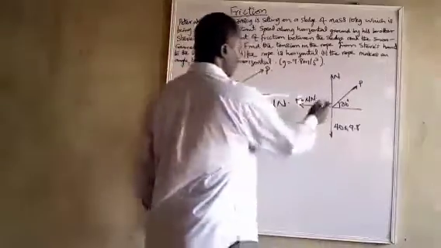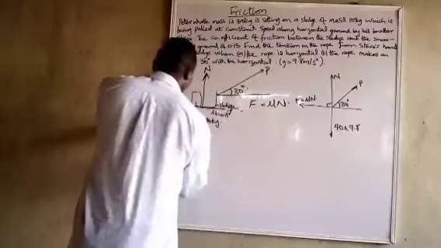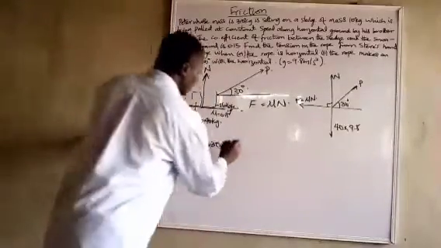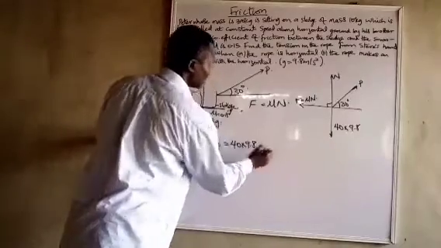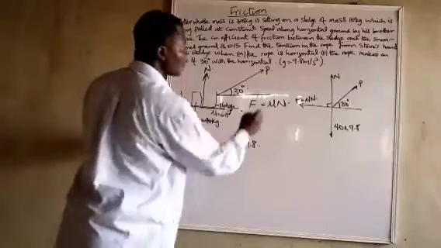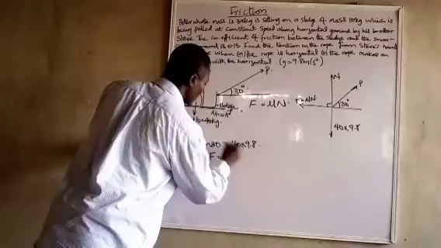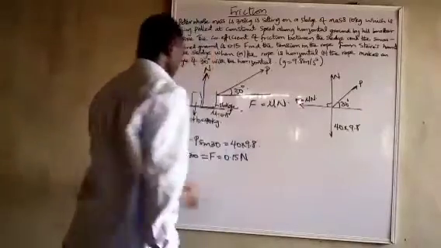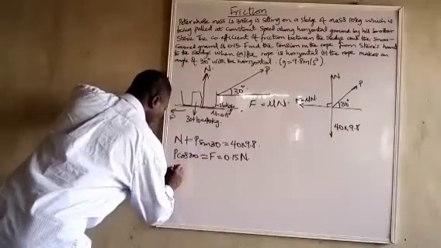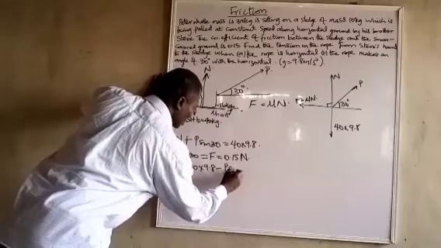Now from this, we can use resolution of vectors. We can say N plus P sine 30 is equal to 40 times 9.8. Along this plane, you can see that P cos 30 is equal to F, which is 0.15 N, that is mu N. Now let's make N the subject of the formula. So N is equal to 40 times 9.8 minus P sine 30 degrees.